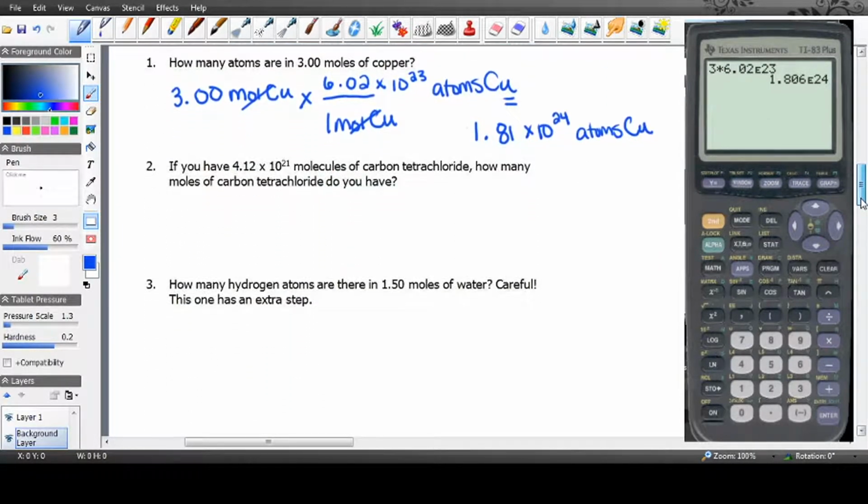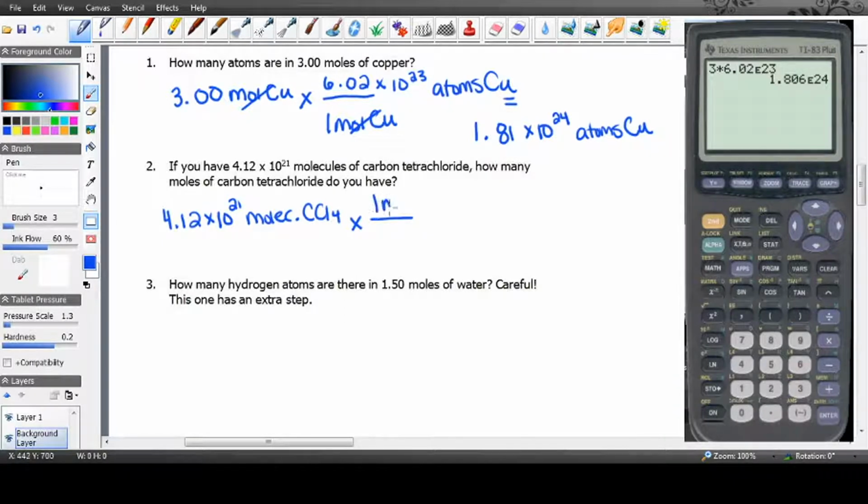Let's do another problem. Let's say this time we're starting off not in moles, but in particles. This time I'm given 4.12 times 10 to the 21st molecules. I'm going to abbreviate molecules as MOLEC because I don't want to confuse it with the mole, which is MOL. This many molecules of carbon tetrachloride. It wants to know how many moles I have. Well, this time, I want my molecules to cancel, and I want to convert into the mole.